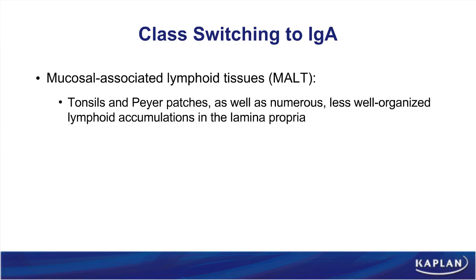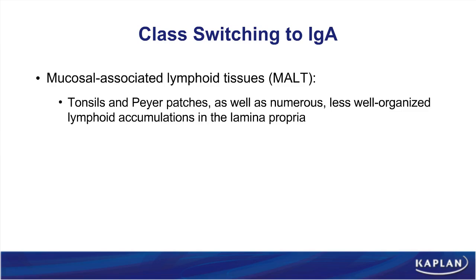Okay, this might be a time to remember where we find our Peyer's patches, because actually the Peyer's patches are the most important secondary lymphoid tissue based on the fact that we see more antigen through our GI tract than anywhere else in the body.